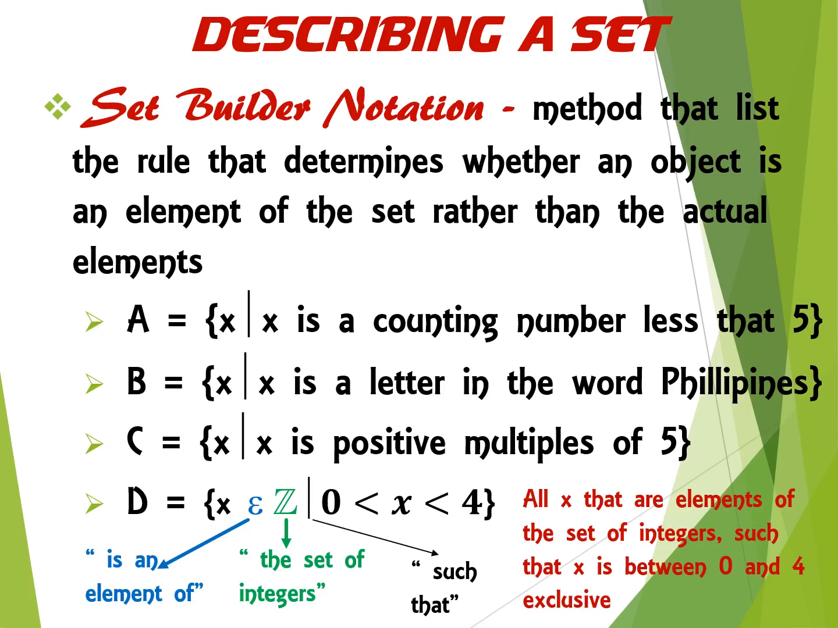But if we will have the equal sign here, we will read it as the set of all x that are elements of the set of integers such that x is between 0 and 4 inclusive. When we say inclusive, it is included or it is part of the solution set.